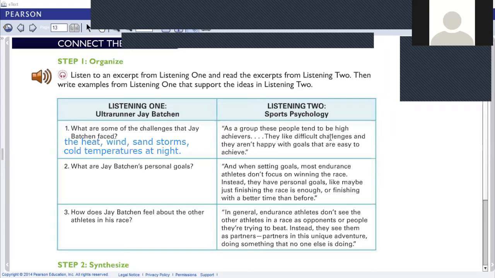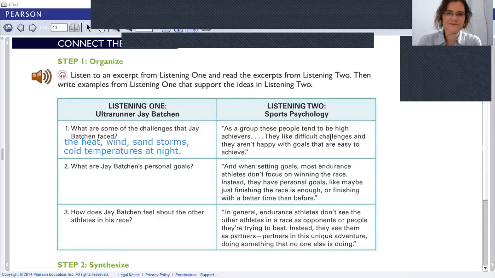I think as a group, these people is like the runners for the ultra runner, and then the heat, wind, sandstorms, and cold temperatures is like the difficult challenges they have to face. And I mean, it's one of the goals as a runner to get through all that. Yeah, awesome. That's good. Yeah, so it is definitely related, right? Yeah, good, thank you.